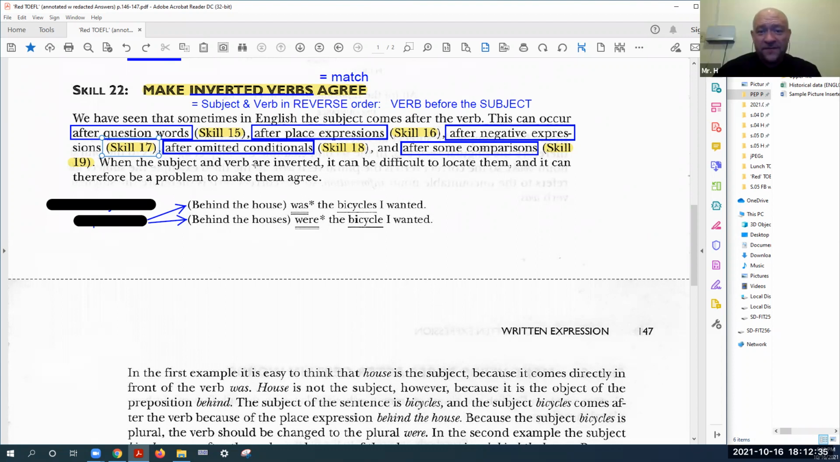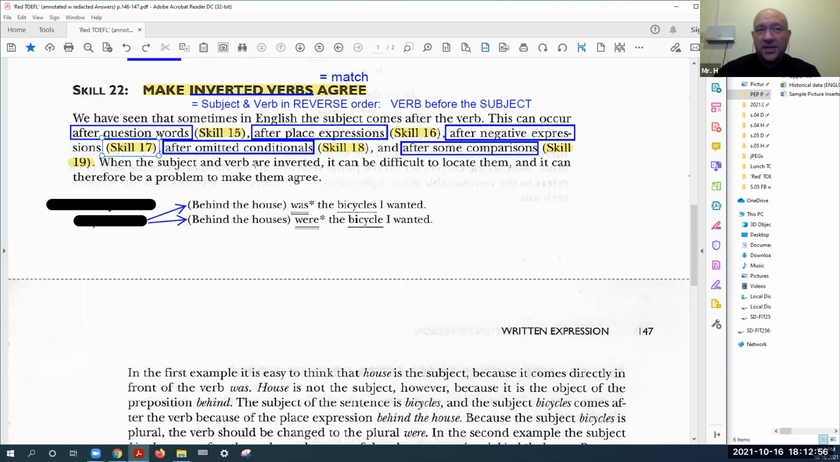One more skill. What was the last one? The 5th one? We did this one last night. After some comparisons. Is it necessary to invert after comparison? No, not necessary. So this last one is optional. Okay.